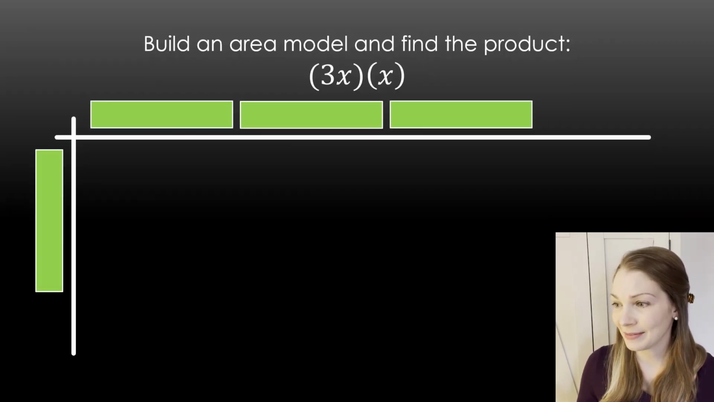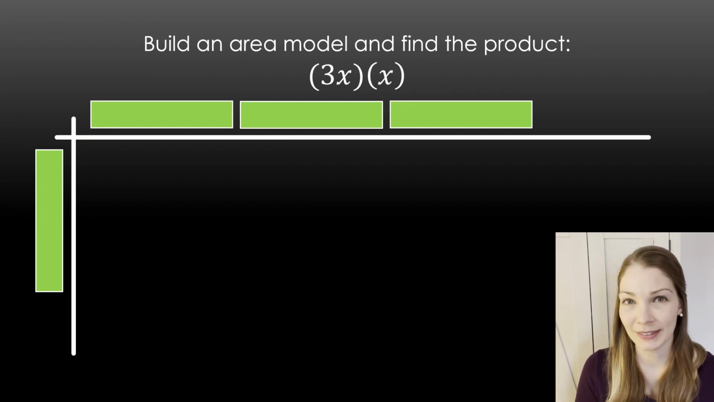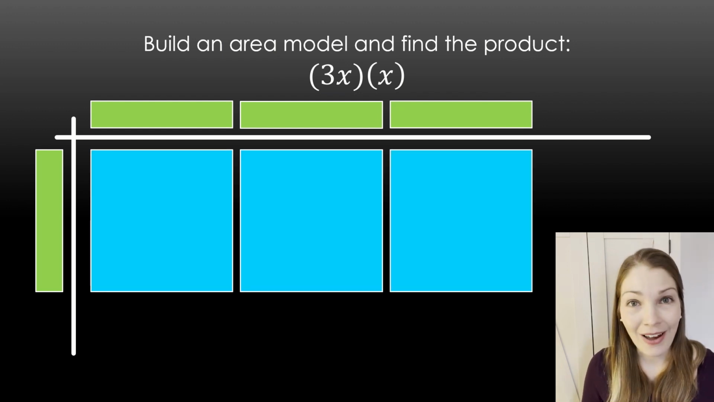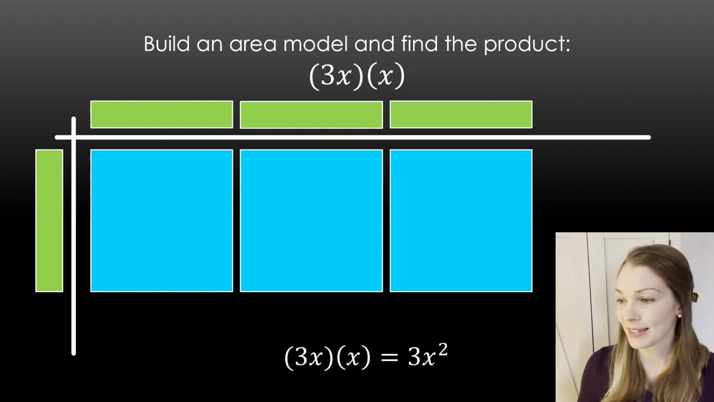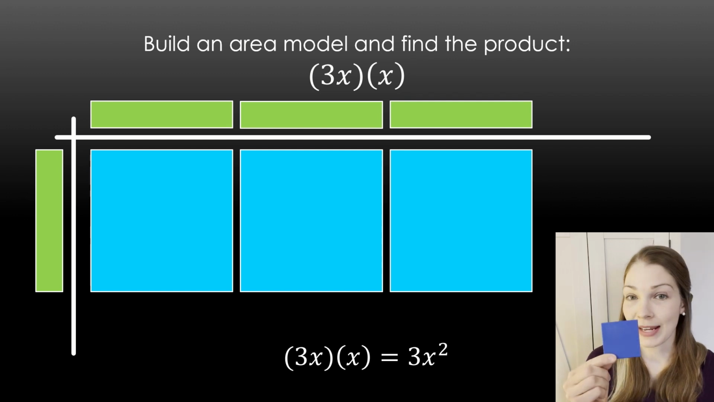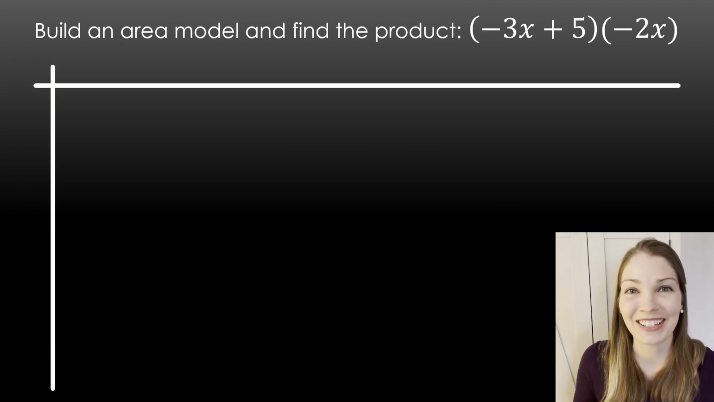All right, again, let's try 3x times x. So we're getting a little trickier here. 3x times x. Once you have your dimensions, how do we fill in this area? Well, now we need our x squared tiles because they have that dimension of x and x. So that product here is 3x squared.